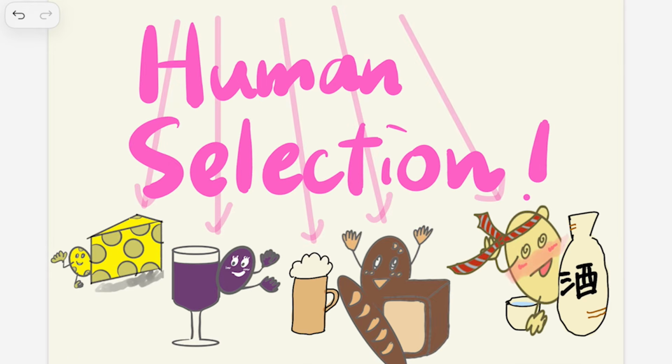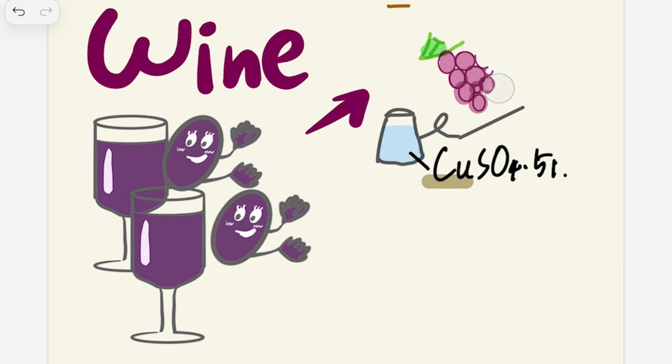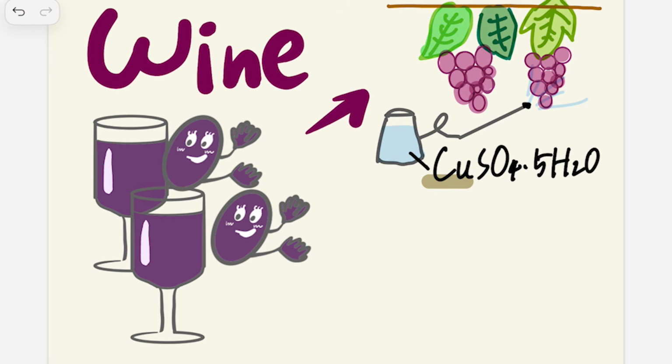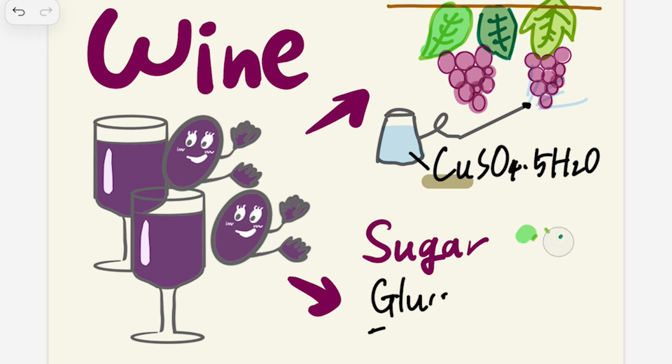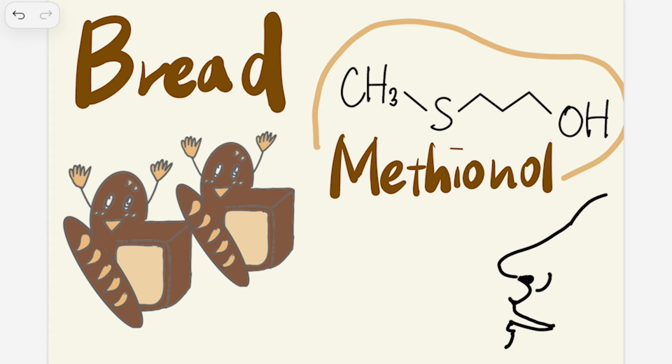Let's examine each of the adapted genetic traits. For example, in wine, strains have increased copper resistance genes due to copper sulfate pesticide, and have also evolved improved sugar utilization efficiency. Next, in some bread strains, higher copy number of genes involved in methanol production, imparting a toasty aroma and richness.